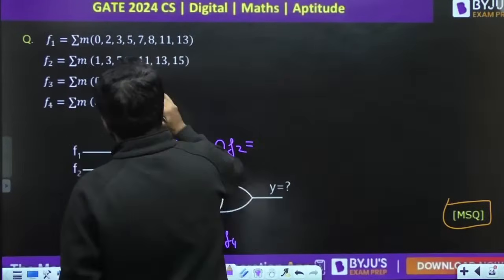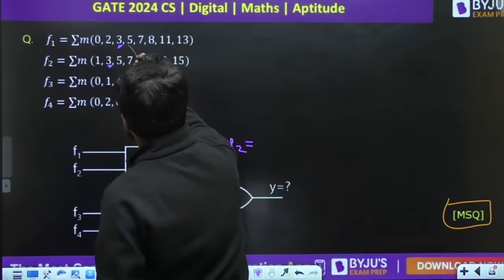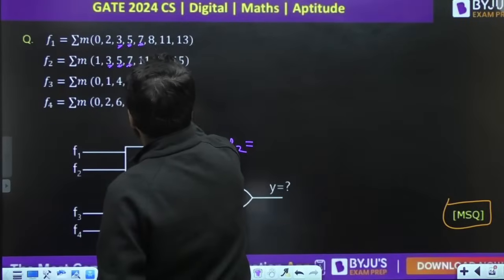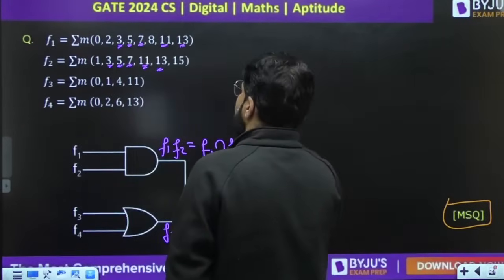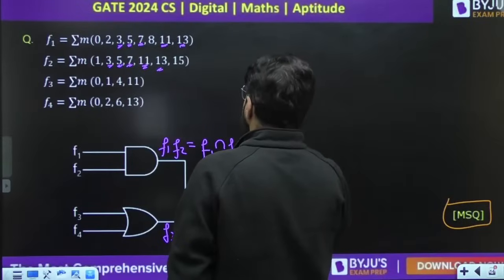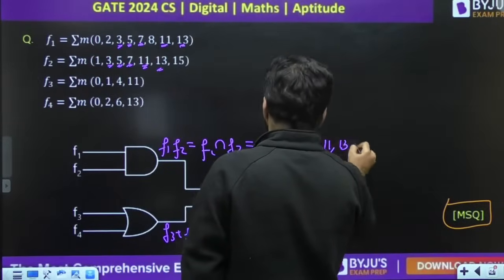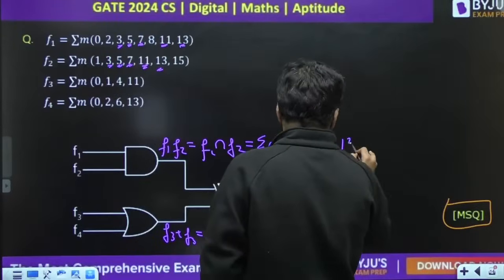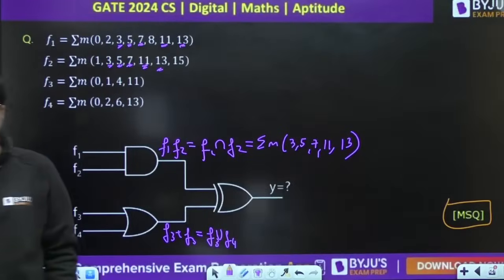So what is the intersection of F1 and F2? Look, 3 is common, 5 is common, 7, 11, 13. So I have the summation of the minterms 3, 5, 7, 11 and 13. Okay, 3, 5, 7, 11, 13.